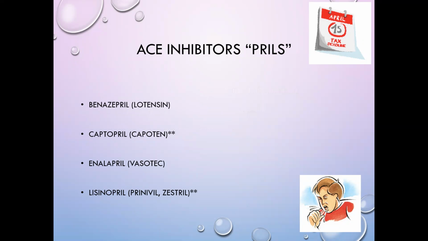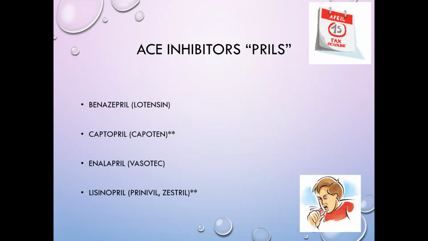Next, we have ACE inhibitors, or PRILs. They all end in PRIL, P-R-I-L. Something that may help you is to think of the month of April, PRIL, right? Our blood pressure decreases because our taxes are done. Yay! And maybe we'll be getting some money back. Or another way to think of it, if you're not getting money back, unfortunately, the flowers are starting to bloom, and this could potentially be a stress reliever, right? Winter's coming to an end, and we're moving on into April where it starts to get warmer.